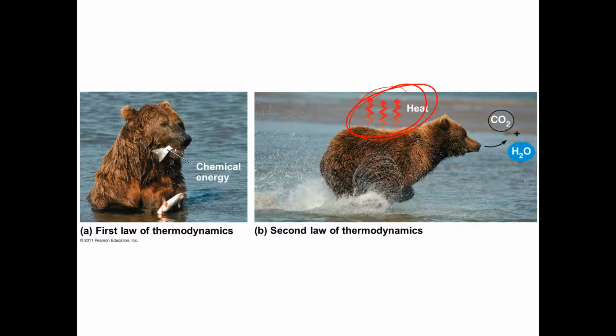He's also releasing CO2 gas and water, but he's also going to be making ATP. But this is not a 100% efficient process, because of the second law of thermodynamics.